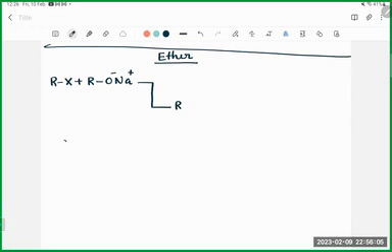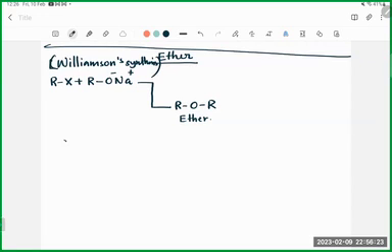Let me keep here R-O-R. What do you say? This is ether, right? So we can say this is prepared by the Williamson synthesis. So we get ether.